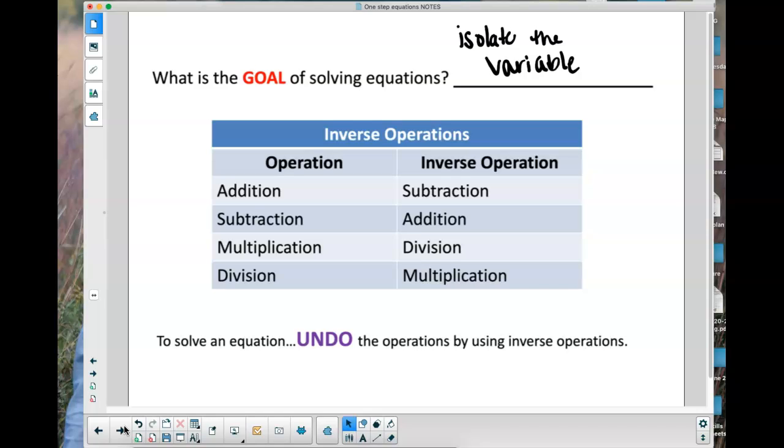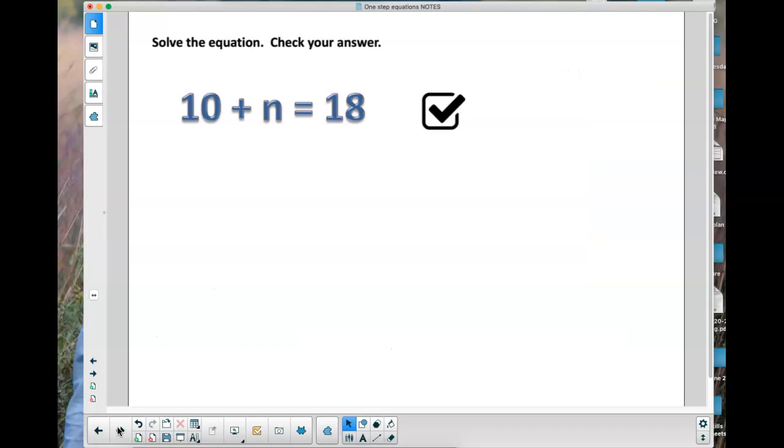Now we're going to use what's called inverse operations. Operations that undo each other. The opposite of adding is subtracting. The opposite of multiplying is dividing, and vice versa. Okay, they undo each other. Okay, so looking at this one. Okay, this is pretty straightforward.